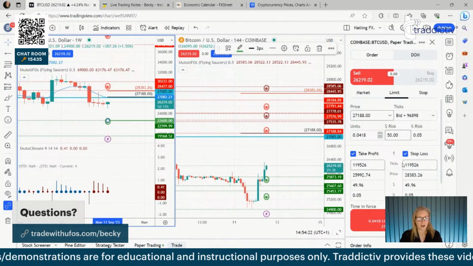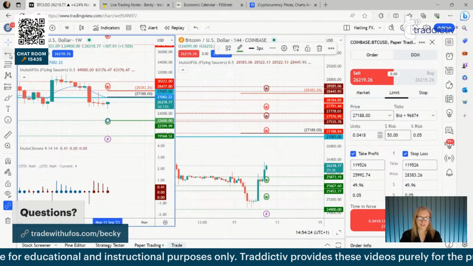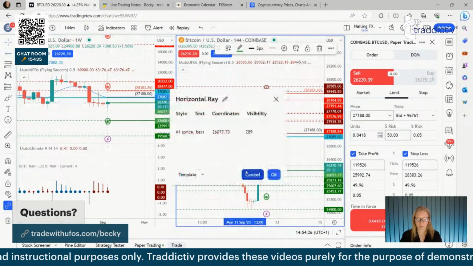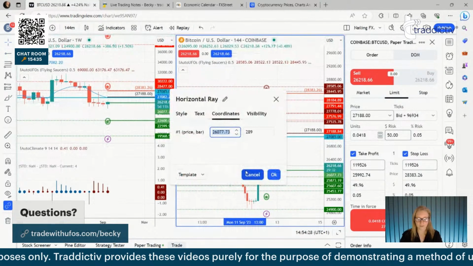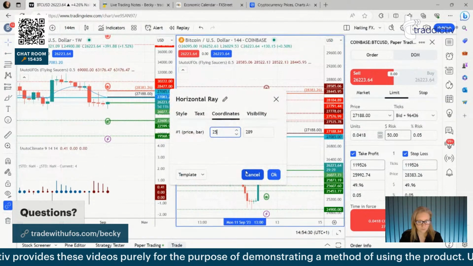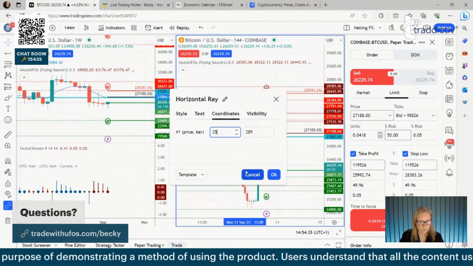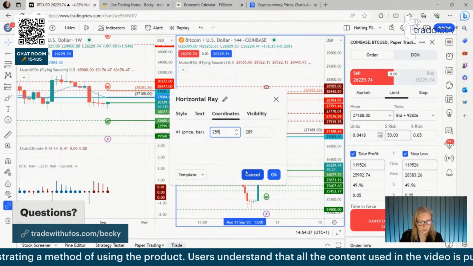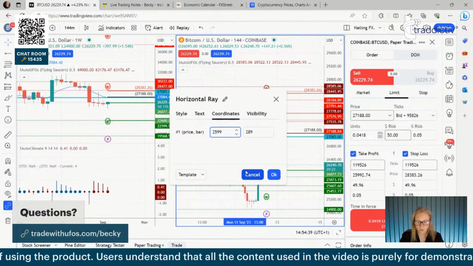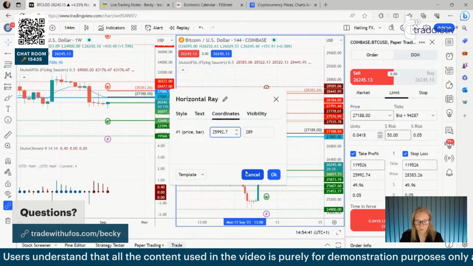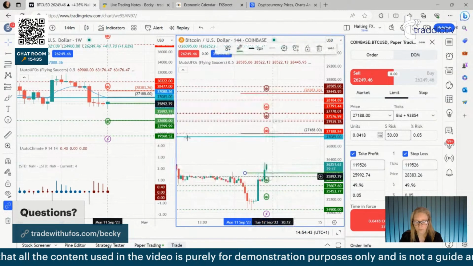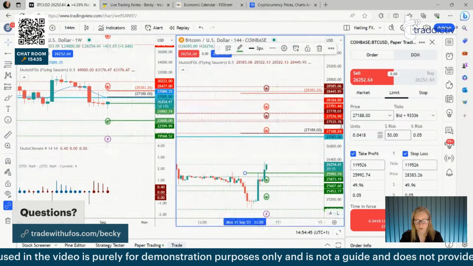For our safety target, again, same amount of pips that we're risking is the same amount of pips that we want to be making. For our safety target, always a 1-to-1, so that's 25,992.74. Oh, yeah, we're fine. Sorry, I thought it was 22,599 again. All right, so that's our 1-to-1.